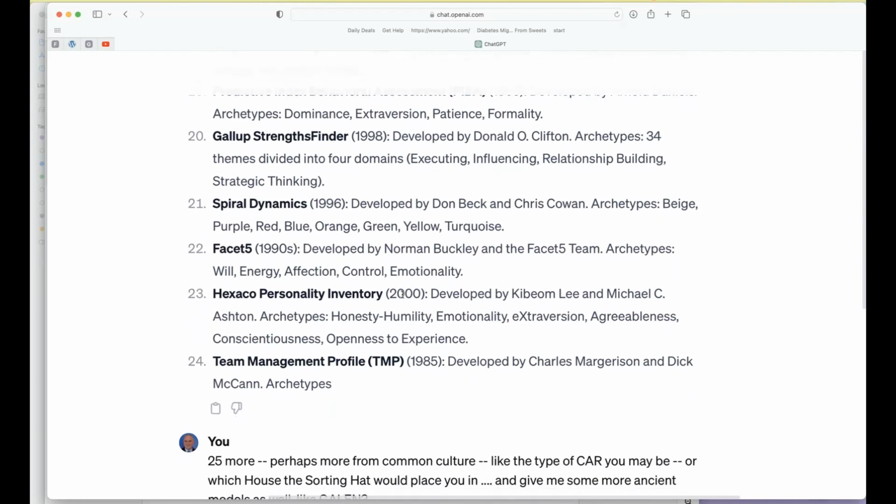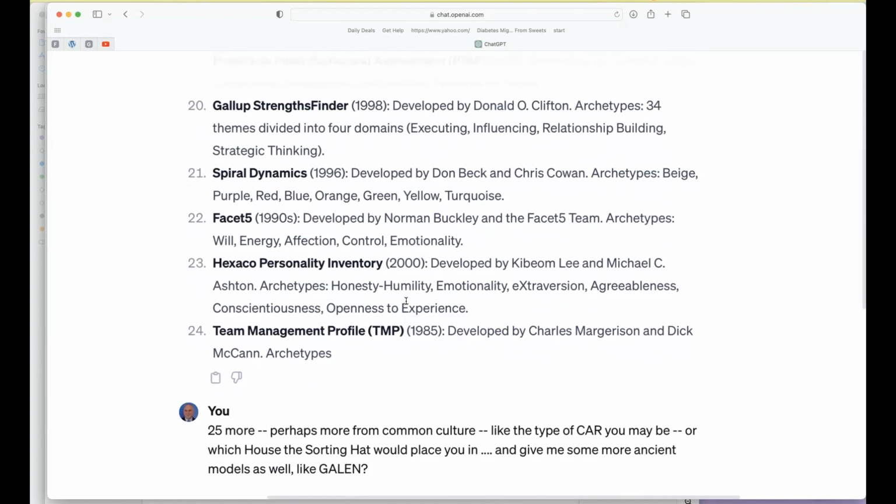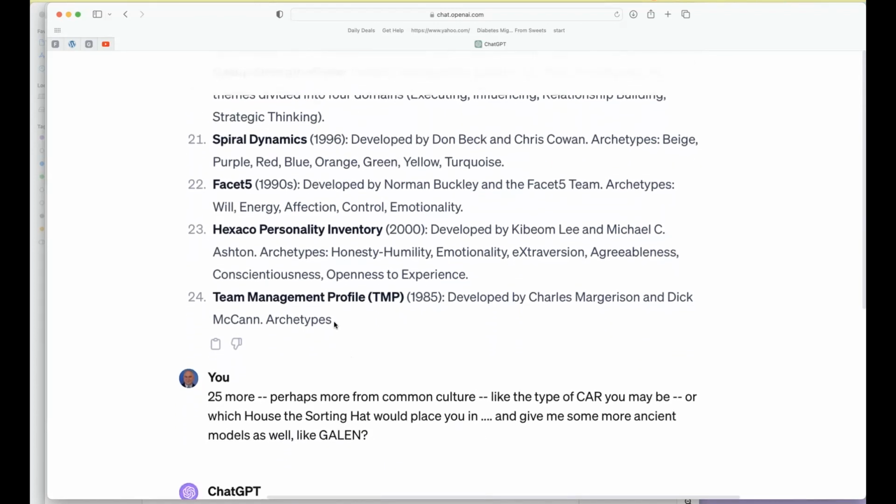The HEXACO personality inventory. That's quite popular. Is it? If you look at these executive search firms, a lot of them use HEXACO. Wow. Well, here you go. It's 1, 2, 3, 4, 5, 6 different types. So it'd be interesting to look at it. I've got no reason to believe it wouldn't overlay, but I've never seen its map, and I don't know what it's describing for these. And the Team Management Profile, it just says archetypes, and then it stopped.